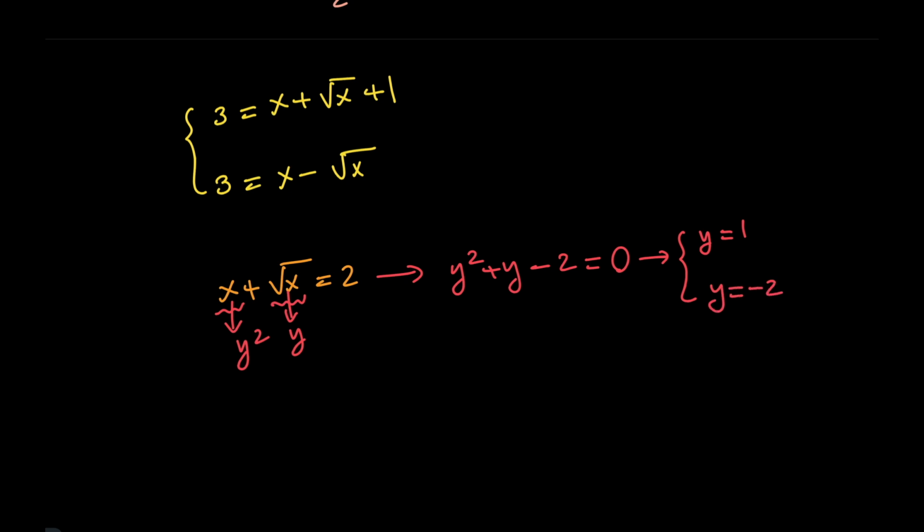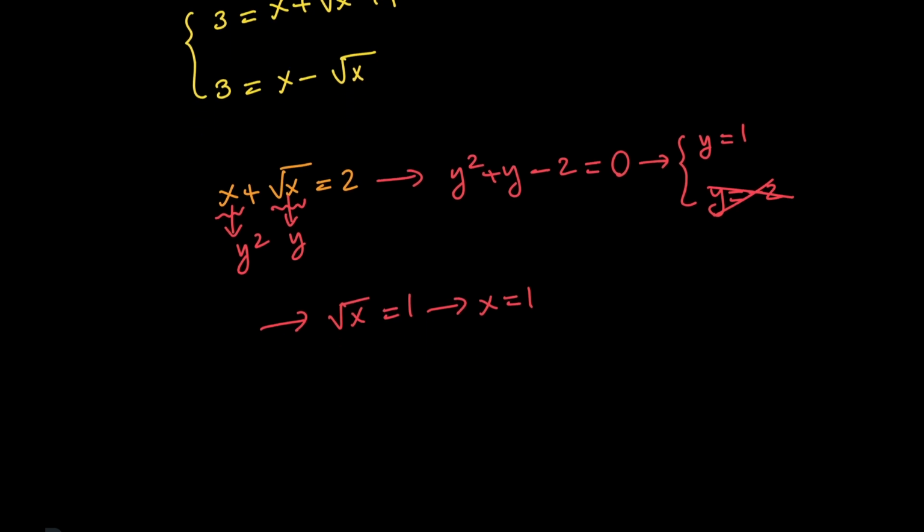But remember that y is the square root of x, therefore y is positive, therefore it is not negative, and this is not valid. So the only valid solution for y is y equals 1. And from that, we can say that the square root of x equals 1, which means that x is 1.